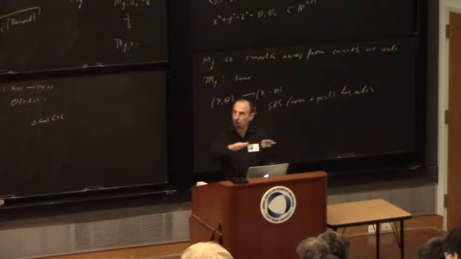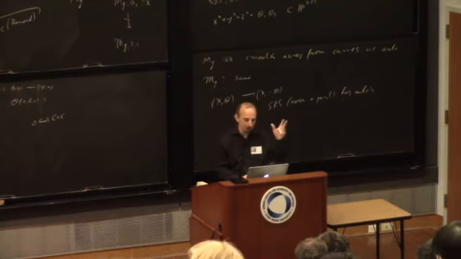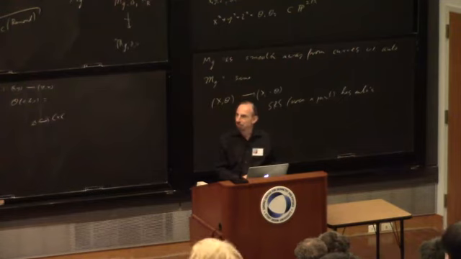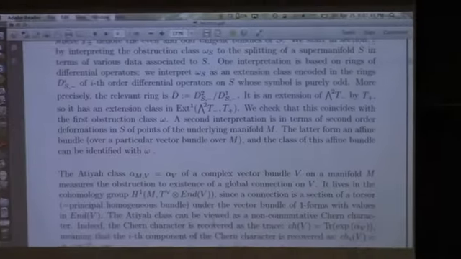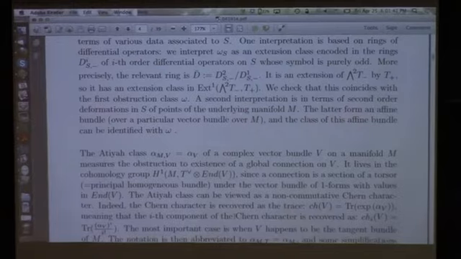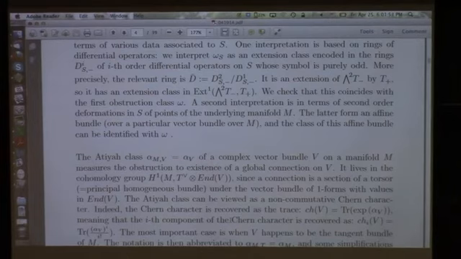It lives over two copies of the ordinary tangent bundle, but then there's an extension using the odd tangent bundle. So the second interpretation is that the class of that affine bundle is the obstruction in general. And then you notice that all these words sound familiar. There's something called the Atiyah class of a vector bundle, which is the obstruction to having a connection on that bundle. So again, there are all these different categories.